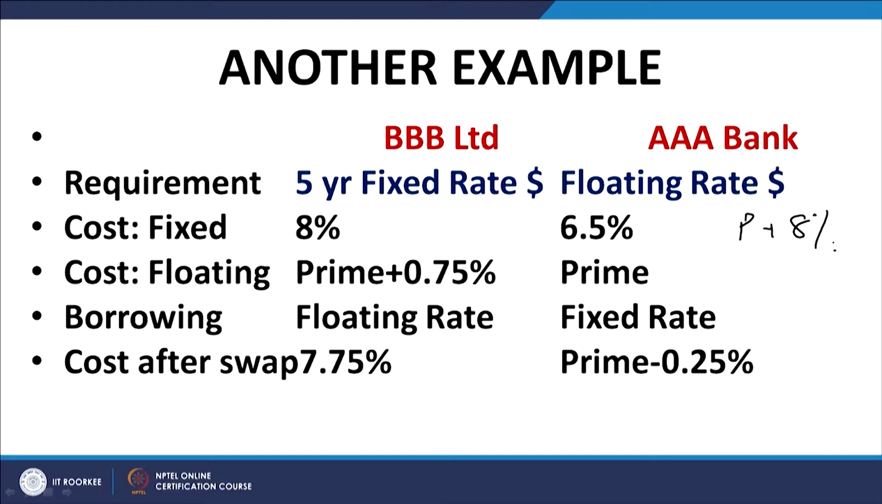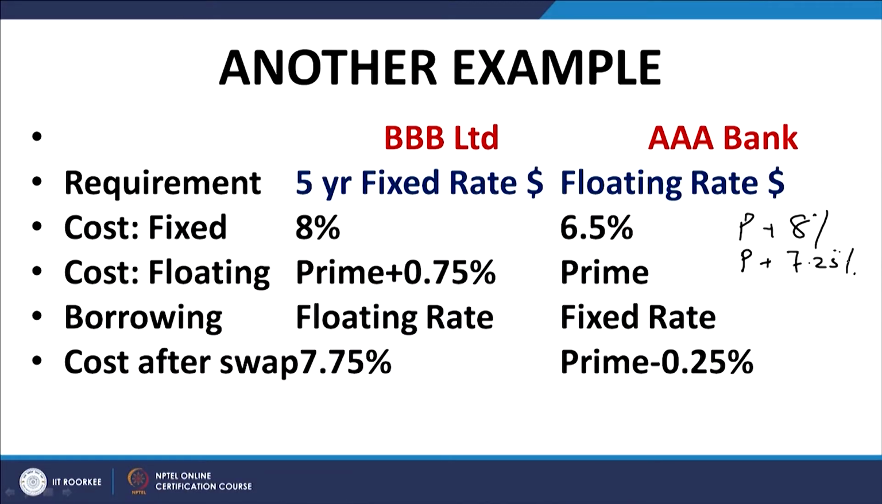BBB borrows floating at prime plus 0.75% and AA borrows fixed at 6.5%. The total cost is prime plus 0.75 plus 6.5, that is prime plus 7.25%. So, in other words, by reversing the borrowing, there is something encapsulated in these rates such that if I reverse the borrowings, I save 0.75%. So, what do they do?